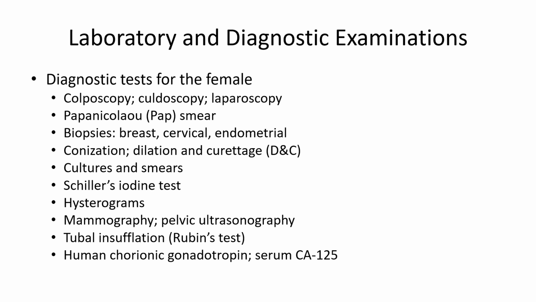Now a class 4, very, very important. This is more suspicious and strongly suggestive of malignancy. So with a class 4, this is more suspicious, strongly suggestive of malignancy. So there is severe dysplasia, so there's severe abnormal tissue. This is considered what is called carcinoma in situ.